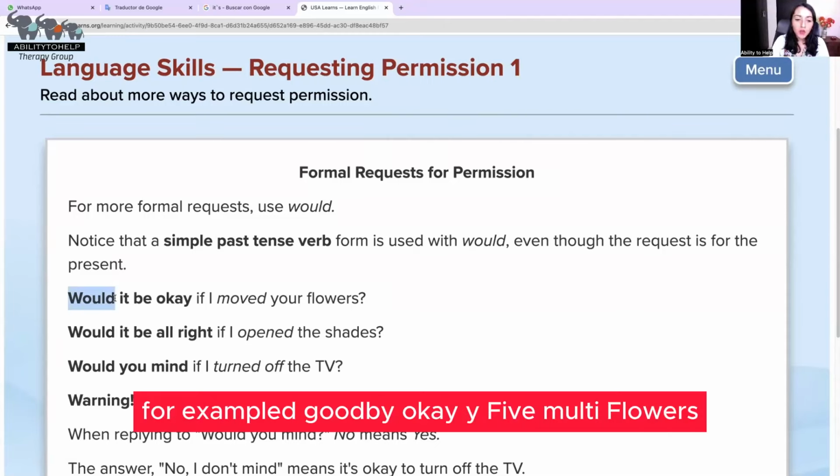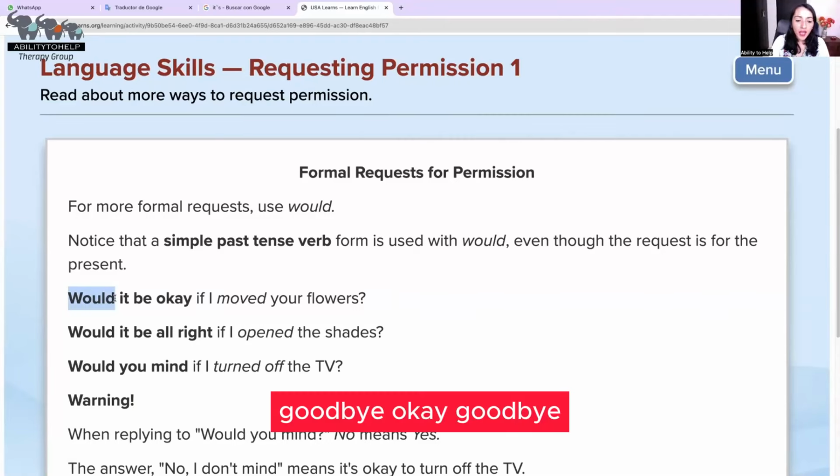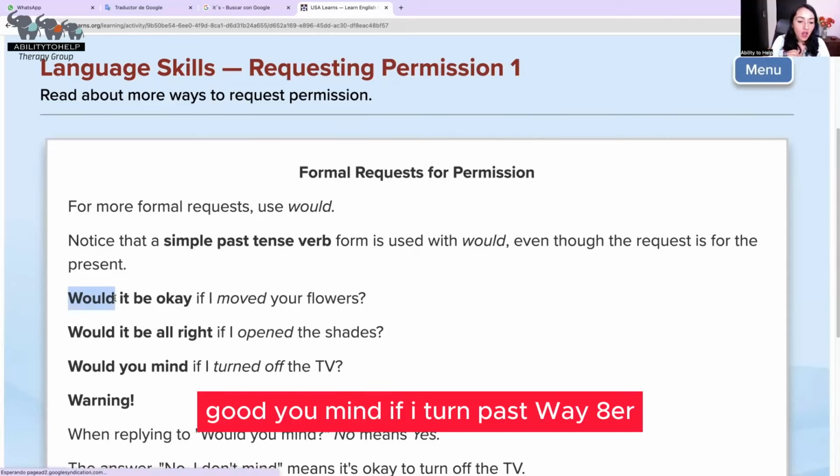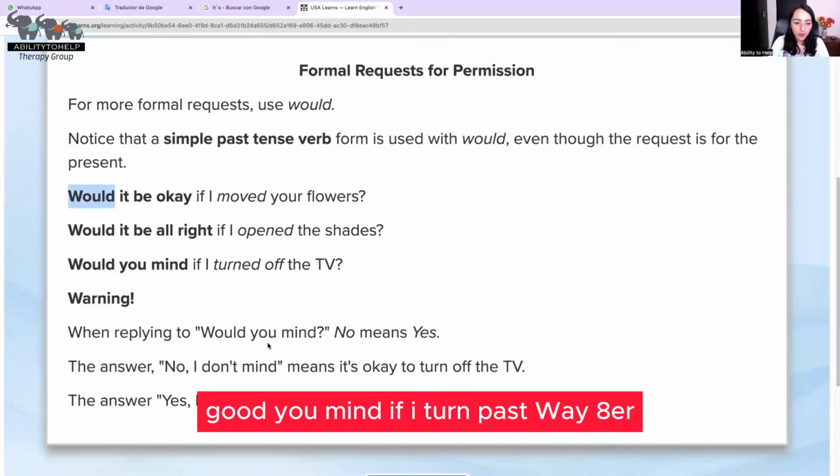For example, would be okay if I moved your flowers? Would be okay, would be all right if I opened the shades? Would you mind if I turned off the TV? So notice that bear is on past. Would it be okay if I moved? Would it be all right if I opened? Would you mind if I turned past way of the verb?